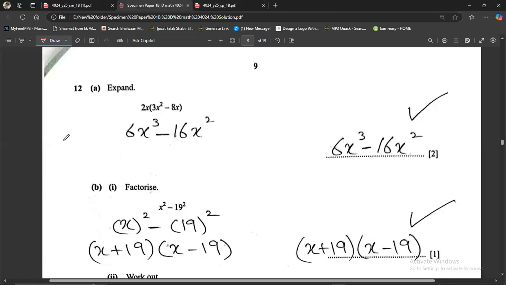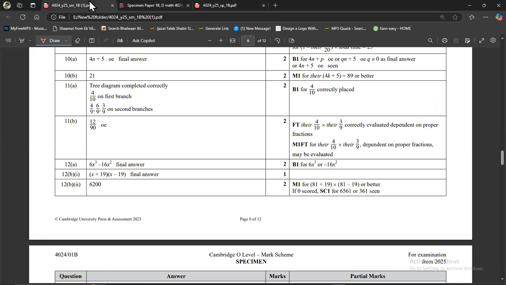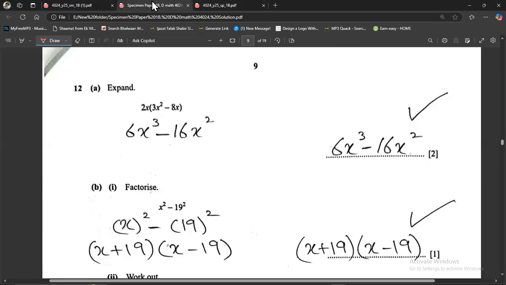So 2x multiplied by 3x square will give you 6x cube. When 2x is multiplied with minus 8x, you will get minus 16x square. So the answer is 6x cube minus 16x square. Let's check the answer, sir. The answer is right. This is how this is done.